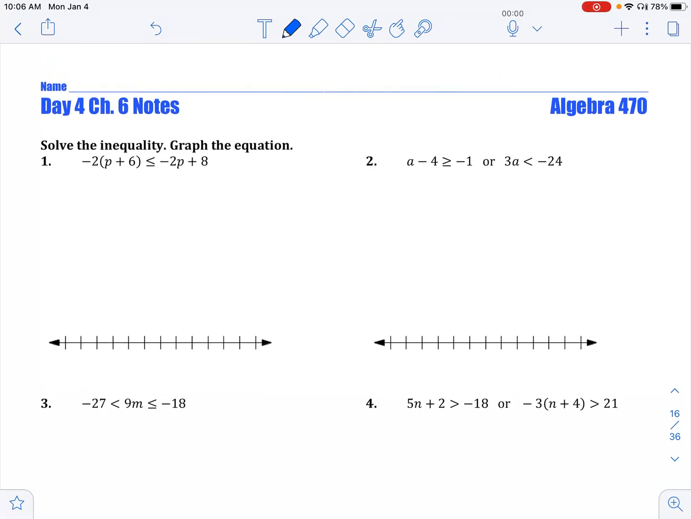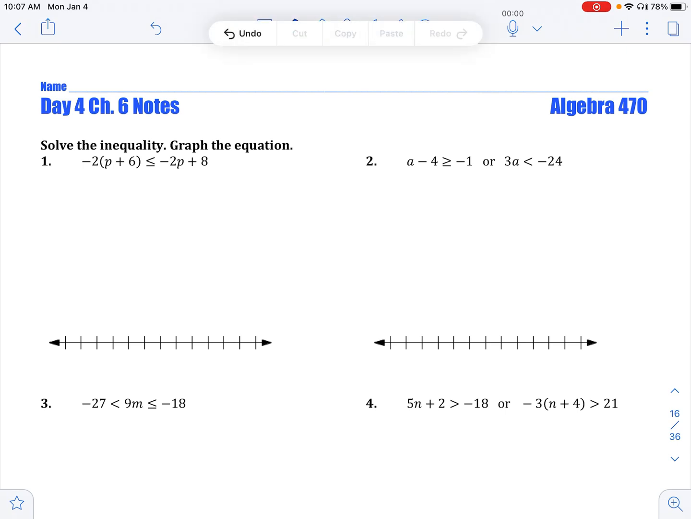Day number 4, notes in chapter 6 of algebra. This is a quick review day of solving inequalities and graphing inequalities on a number line. So I'm going to run through this a little bit quicker. Please pause and go back if necessary.